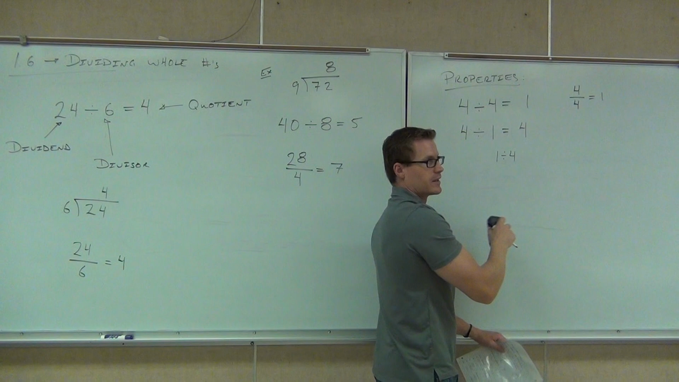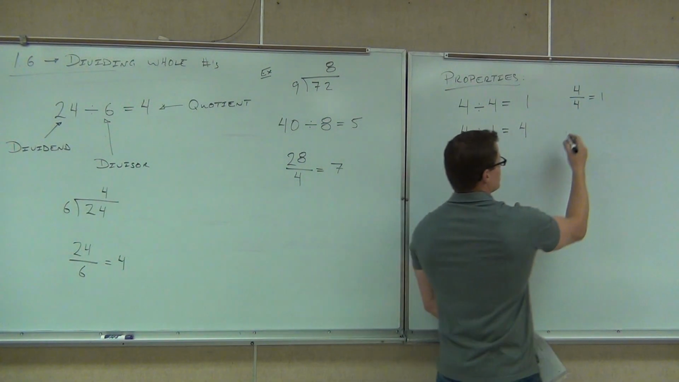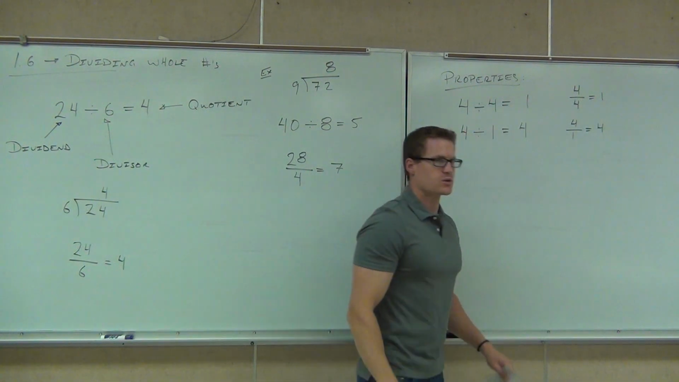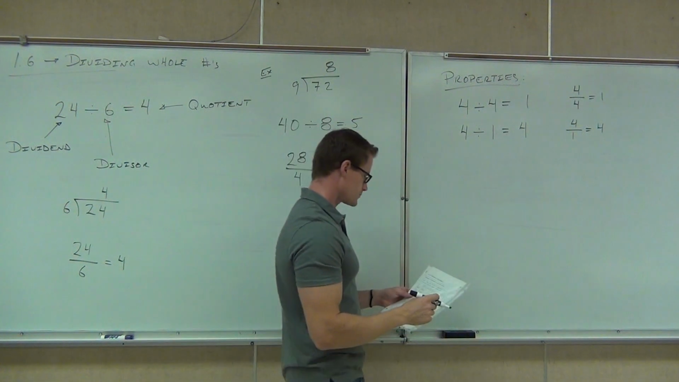This right here we're going to look at later. We're not there yet, but we will get there. So what this says is that if you have 4 over 1, that's going to be 4. That's a way you can also write a whole number as a fraction every single time. We'll get into that later.